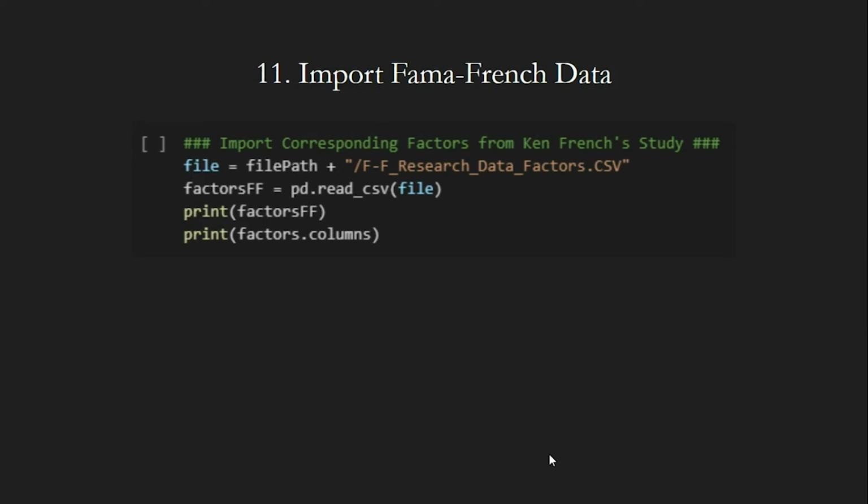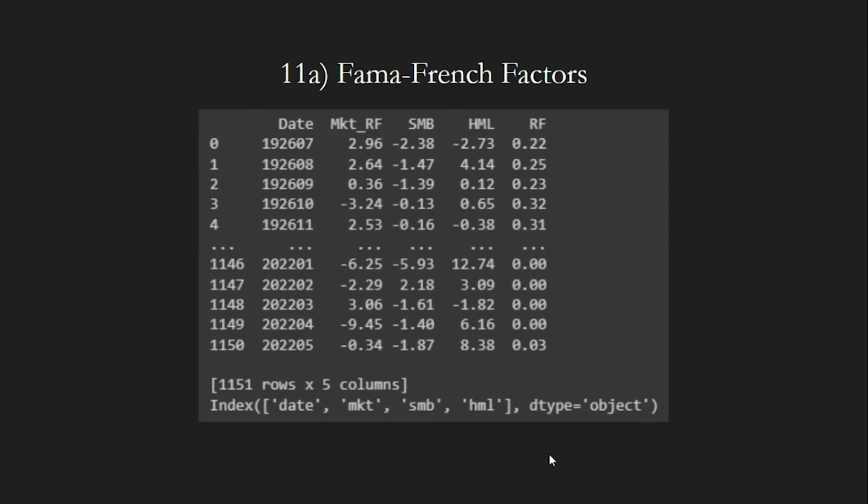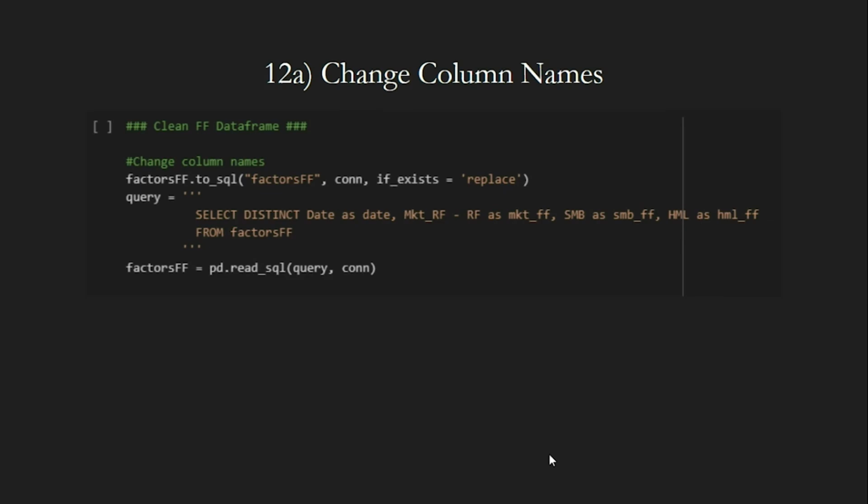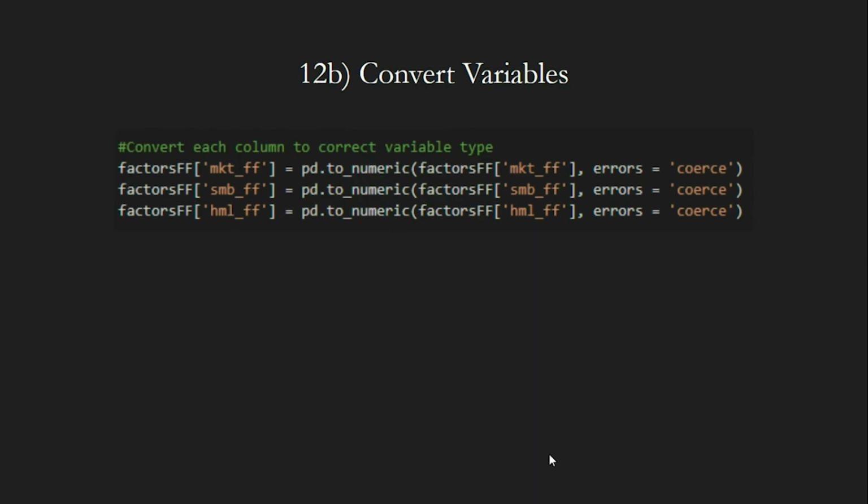Next, we import the Fama-French factors to prepare for a comparison of our data versus theirs. We get the Fama-French data from Ken French's website, and Ken French is at Dartmouth. This is what we should get for the raw Fama-French data. Next, we clean the Fama-French data. We first change the column names to match our format. We then convert the three factors to type floats.